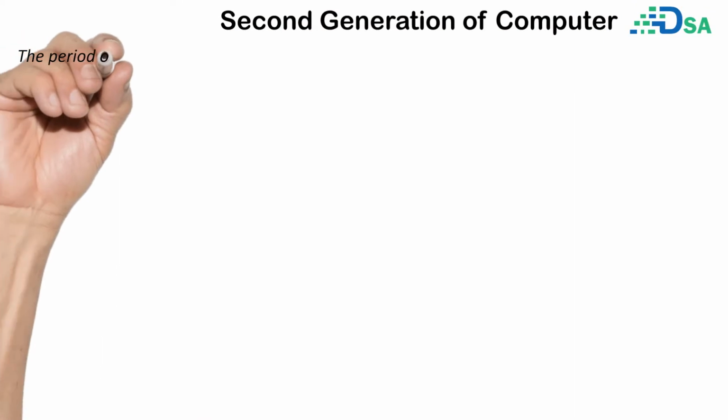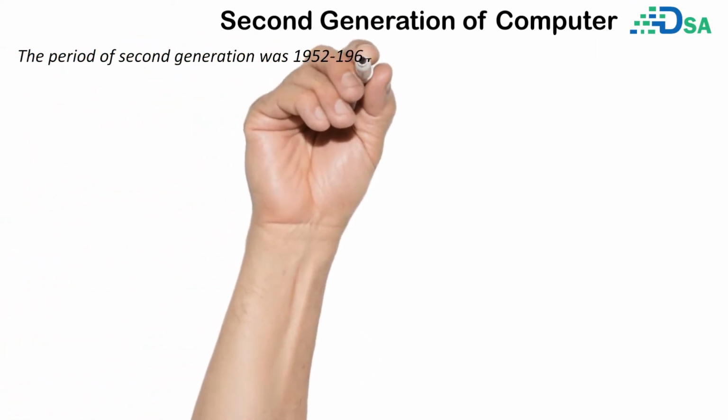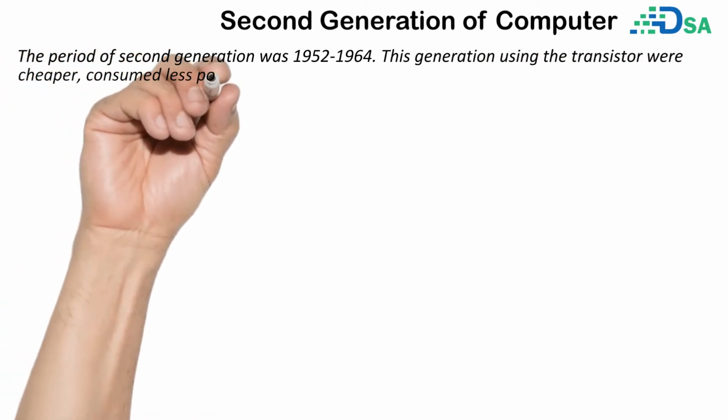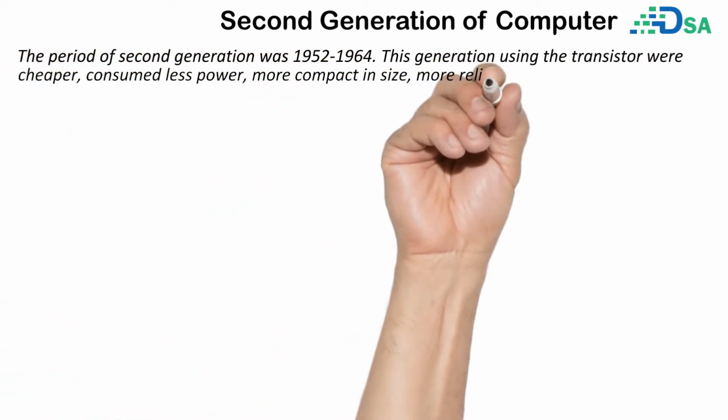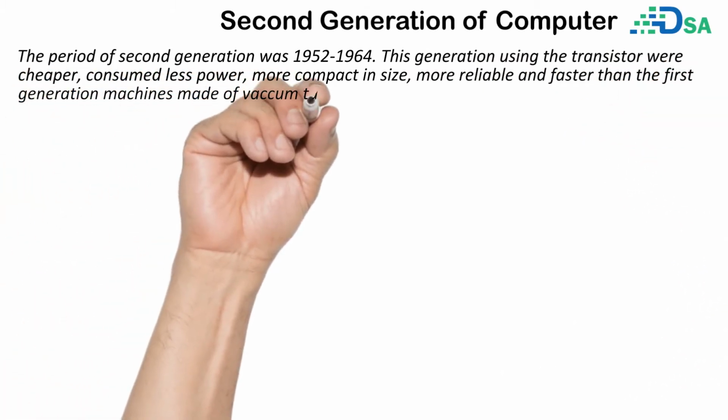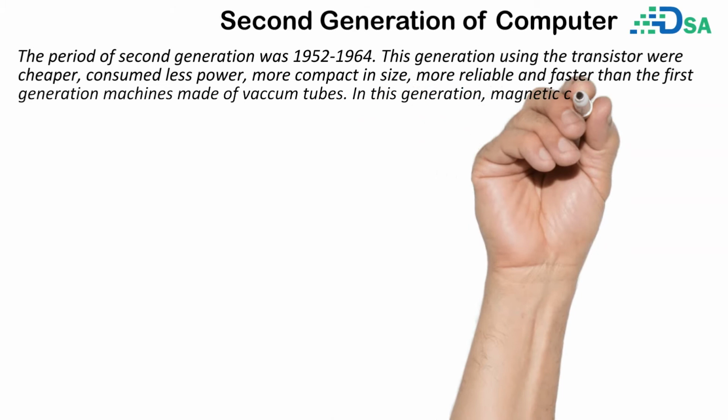Second generation of computer. The period of second generation was 1952 to 1964. This generation using the transistor were cheaper, consumed less power, more compact in size, more reliable and faster than the first generation machines made of vacuum tubes.